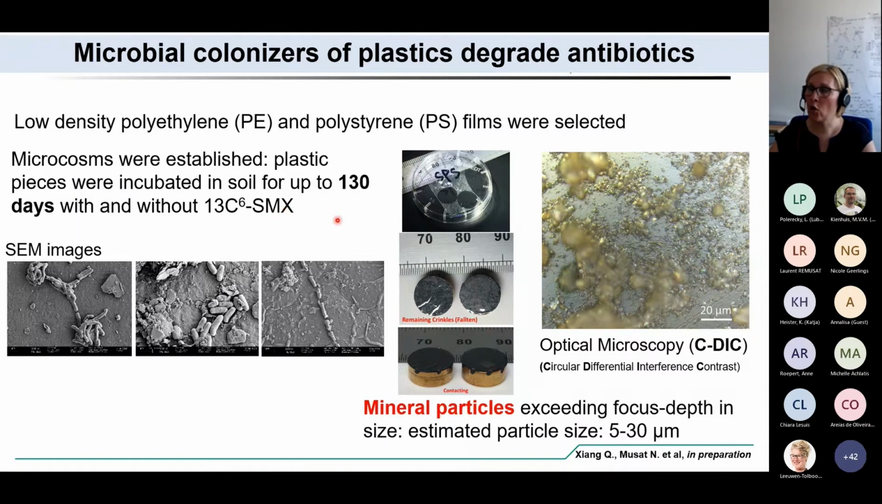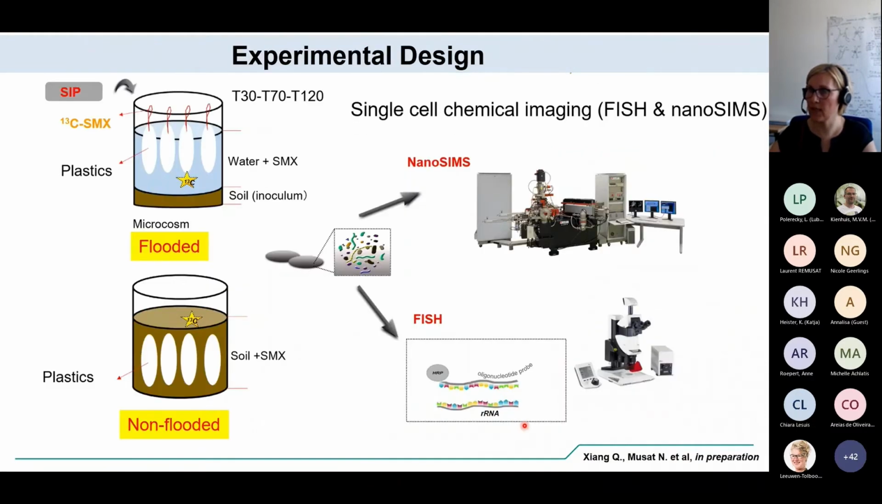And we followed what happened over time, looking with scanning electron microscopy to see the colonization of those plastic surfaces over time, of course optical microscopy, and then further with the NanoSIMS and FISH. So basically this is a schematic drawing that shows you the experimental setup. We had two different kinds of experiments. In one, the plastic pieces were directly put in native soil, which was previously mixed with the antibiotic, and in the other we had the water covering the soil, where the antibiotic was added and the plastic pieces were hanging.